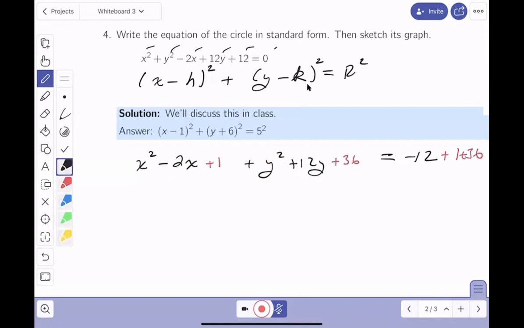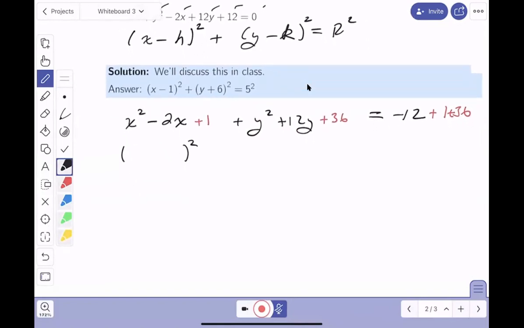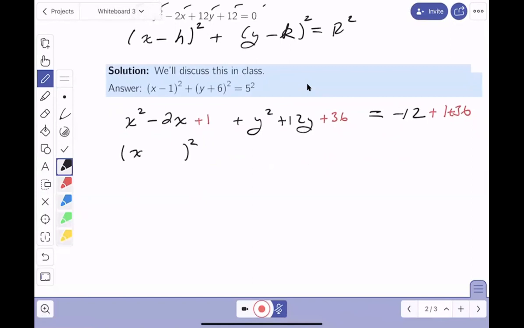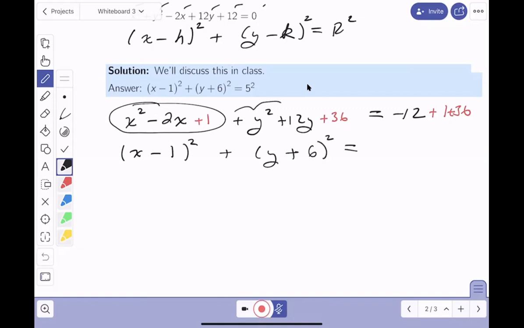All right, I'm going to write this down. There's 2 perfect squares now. I'll push this up. It's going to be x minus 1 quantity squared. That would give me this guy over here, plus y plus 6 quantity squared. That would give me this guy over here. And what do you get on the right side? Well, let's take a look at it. Looks like you get 25. I'll write that down for you.